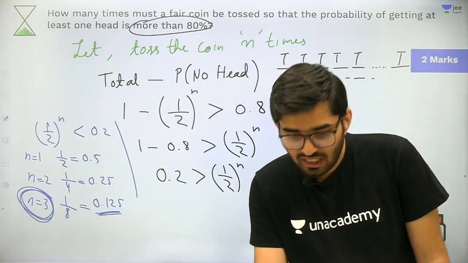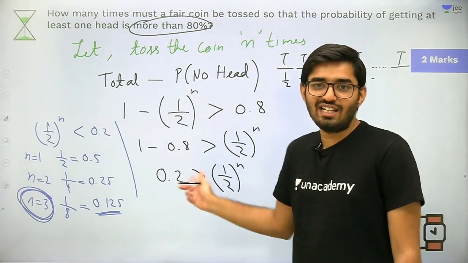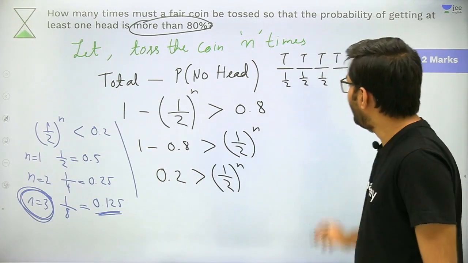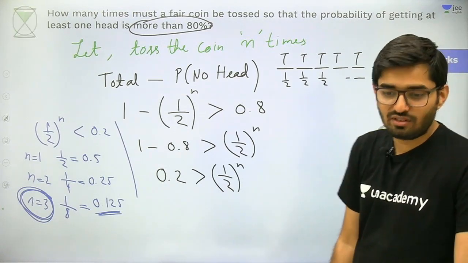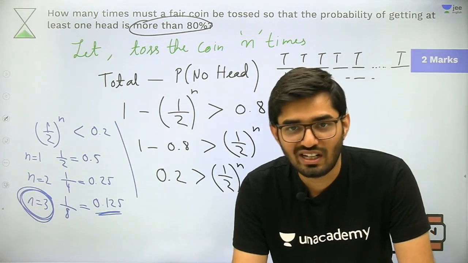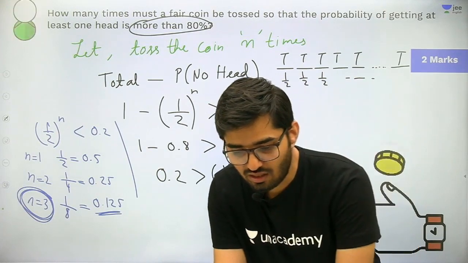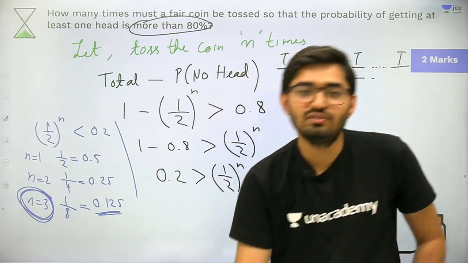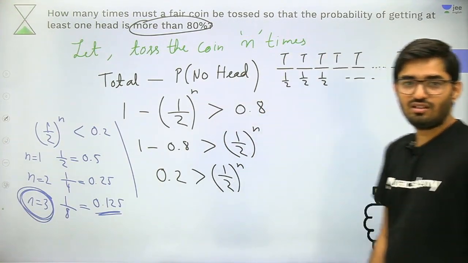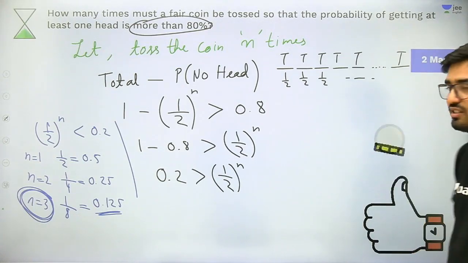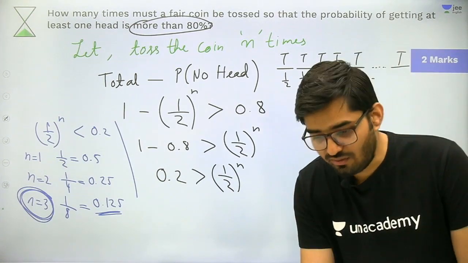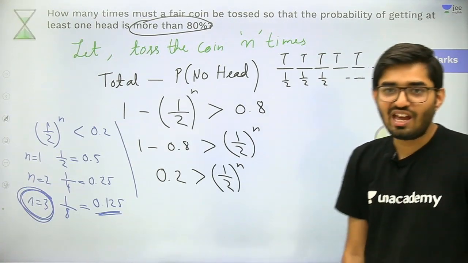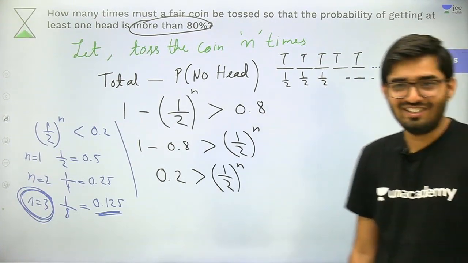So you need to toss the coin 3 times, so that the probability of getting at least one head will be more than 80%. 80% means 0.8 probability. Understood, all of you? Interesting question, one of its kind for board exams, important also. If this kind of question comes, you can thank me later after the board exam.